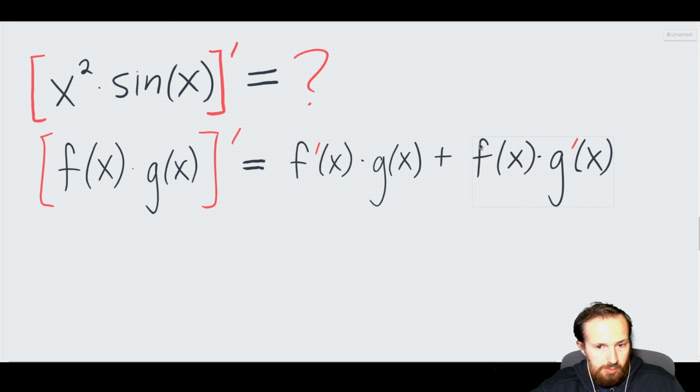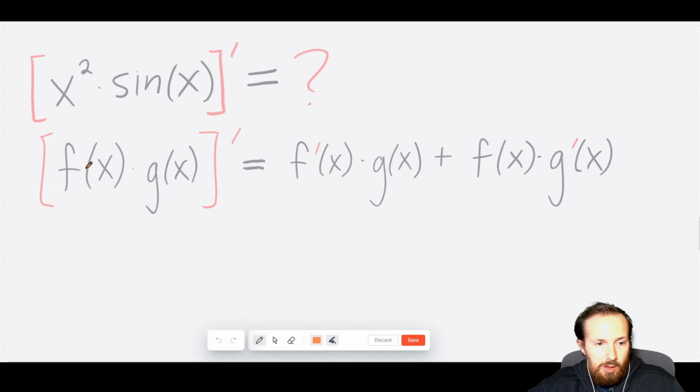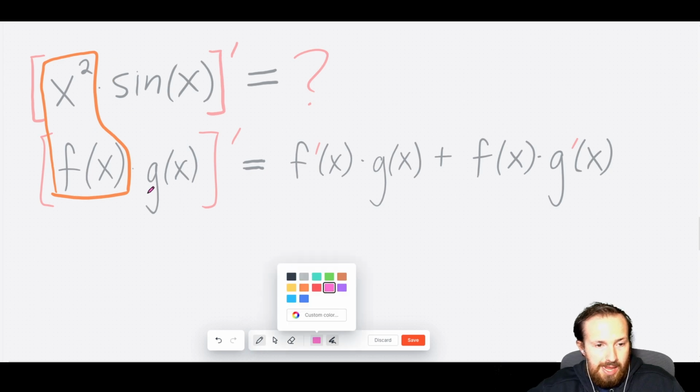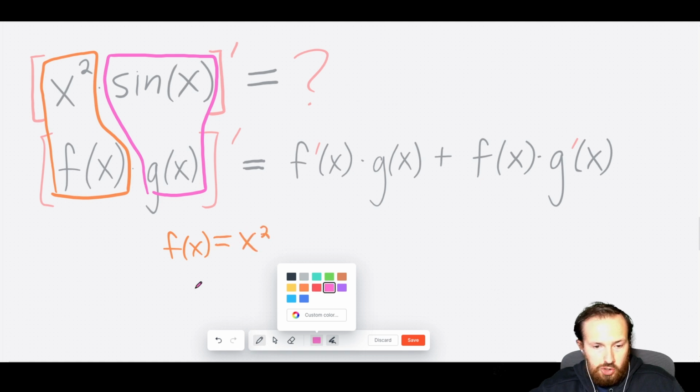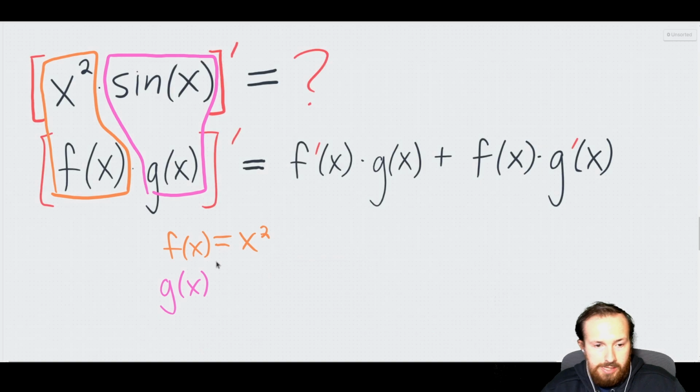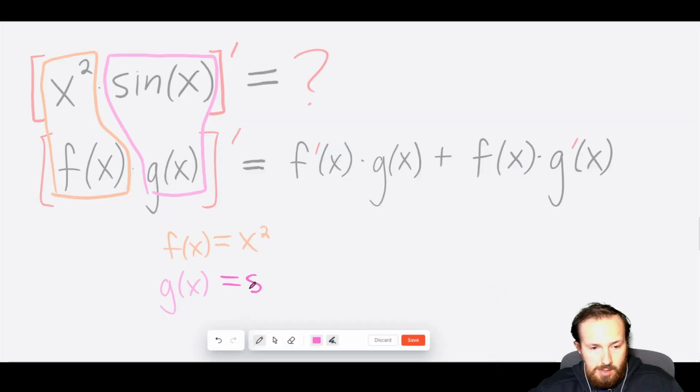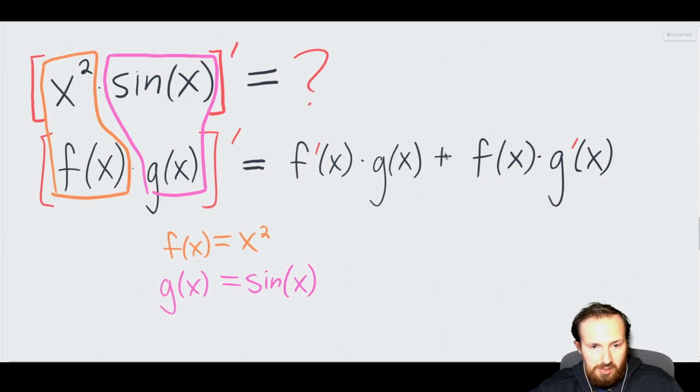So here, if this is the product rule, basically our job is to identify what we want to call f and what we want to call g. Hopefully it makes sense that you can call f x squared just by seeing what goes in the same spot, and you can replace g with sine of x. So if we're saying that f of x is equal to x squared and g of x is equal to sine of x, then we can essentially use these to place the right functions where they should go.